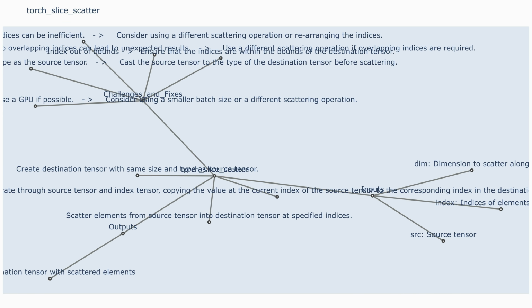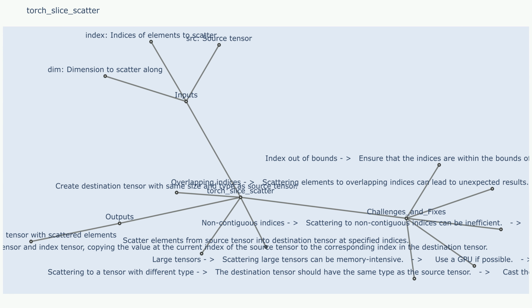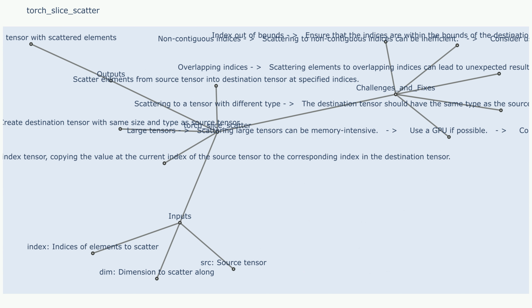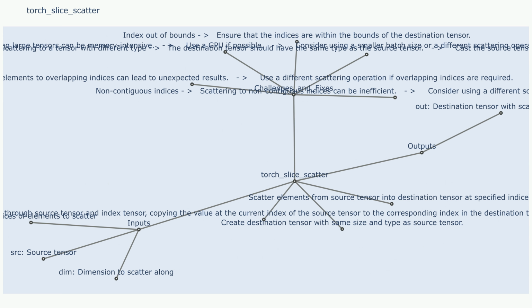torch.slice_scatter. Description: the torch.slice_scatter function is a versatile tool that enables you to efficiently update a tensor based on specific slices defined by indices. It allows you to scatter the elements of a source tensor into a destination tensor according to the provided slice indices, offering a flexible and efficient way to perform operations like sparse updates, value assignments based on specific ranges, and more.